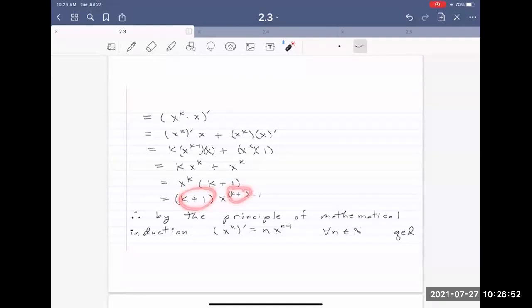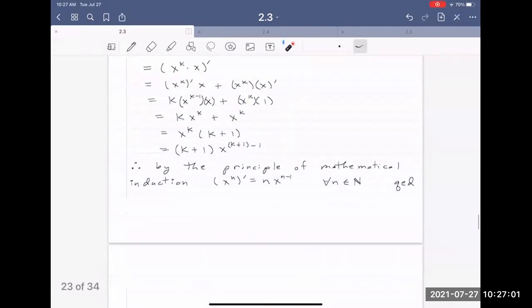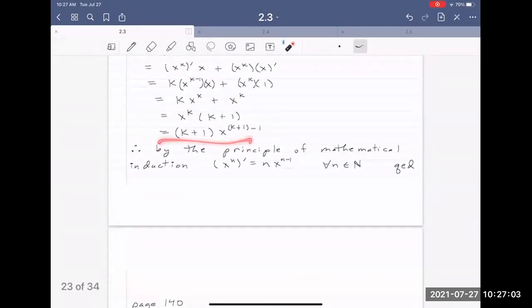But this has the exact same form as this if I replace k here by k plus 1. Therefore, the next domino fell. And so, by the principle of mathematical induction, the derivative of x to the n is n times x to the n minus 1. And we've shown that this is true for every natural number n. So I'm done.